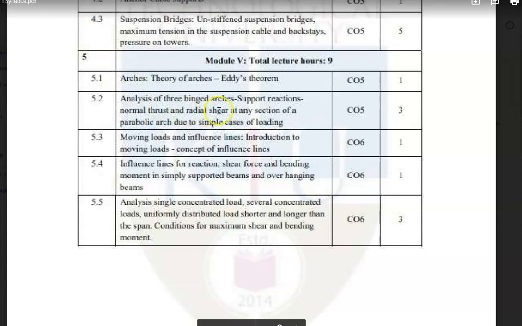Hi all. Today we are into module 5 of Structure Analysis 1. As you can see over here, module 5 includes arches, theory of arches and Eddy's theorem, then analysis of three-hinged arches, support reaction, normal thrust and radial shear at any section of a parabolic arch due to simple cases of loading. So these are the portions which we need to cover as the first part of module 5.